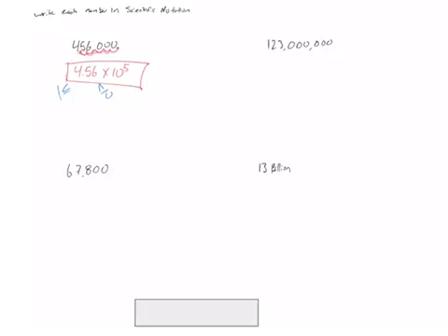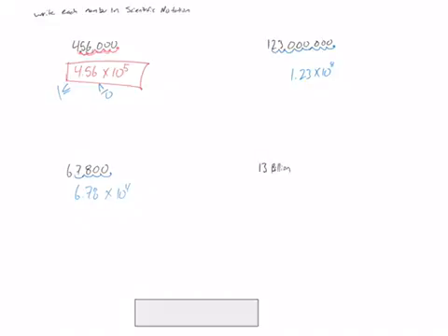Okay, let's try another one. My decimal place is right here, so I move it over 1, 2, 3, 4, 5, 6, 7, 8. It's going to be times 10 to the 8th, and it's going to be 1.23, because again, that number is smaller than 10 and bigger than 1. Another one here: 1, 2, 3, 4. So 6.78 times 10 to the 4th, because we moved over 4 places.